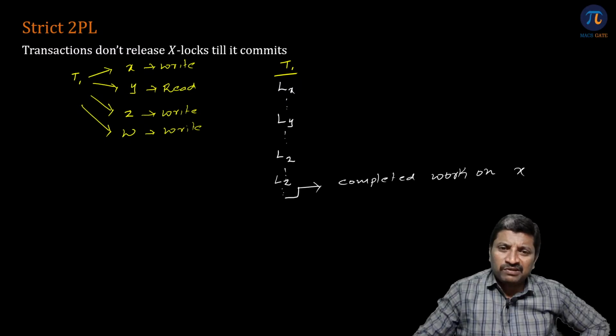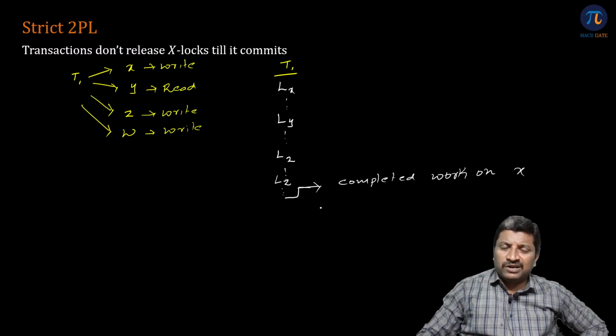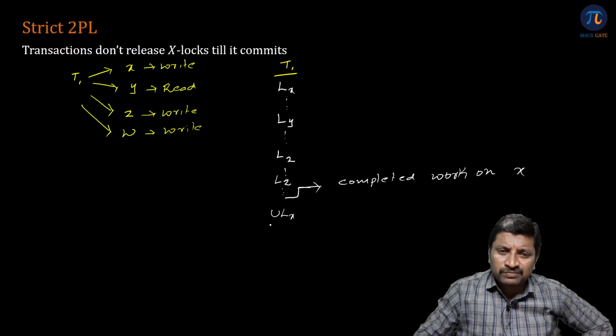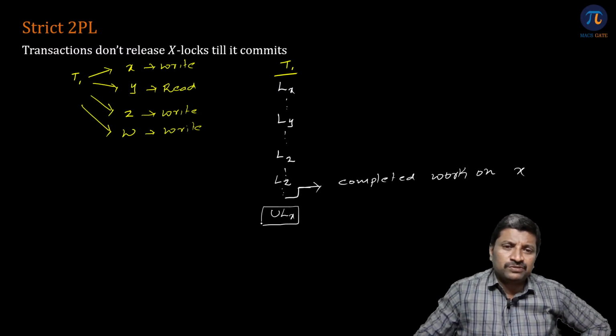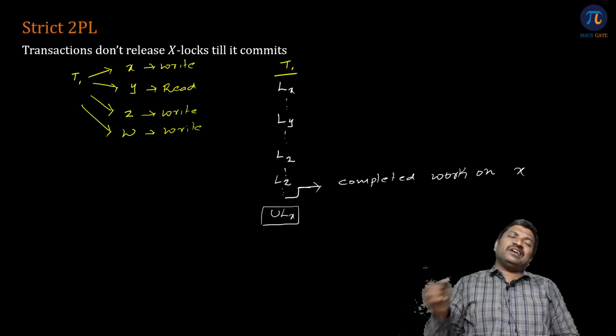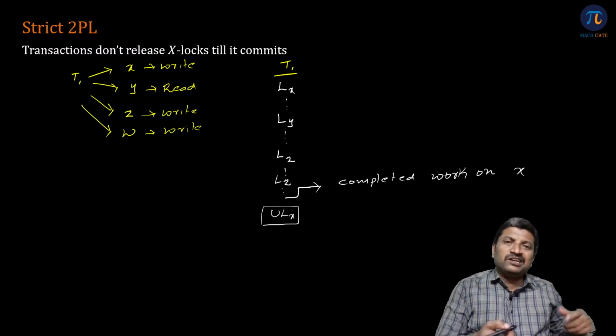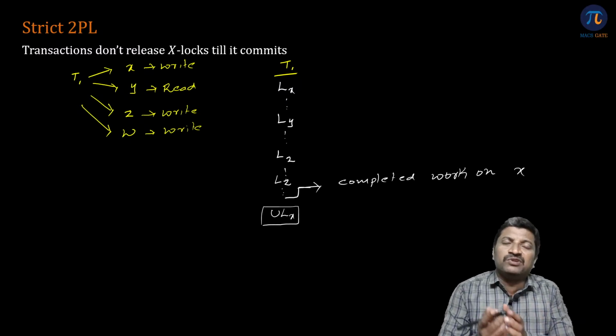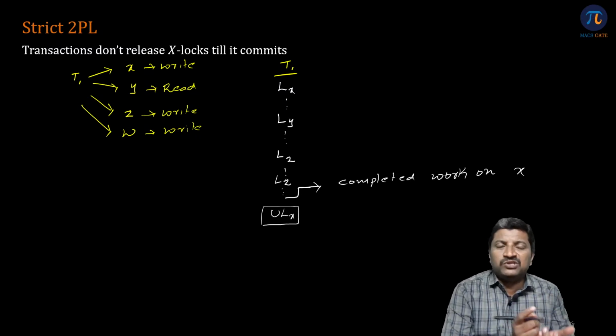So at this point of time, you completed your work on X. Then you can release it, right? So I can release the lock. But I don't release it because I have not completed all my work. Even though I completed X, I have not completed my work because I have worked with 4 variables. I completed work with only 1 variable. Then why should I release the lock, sir?